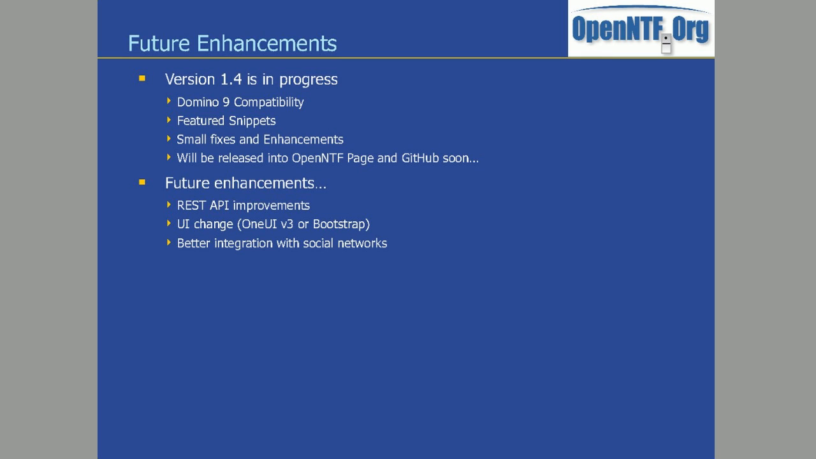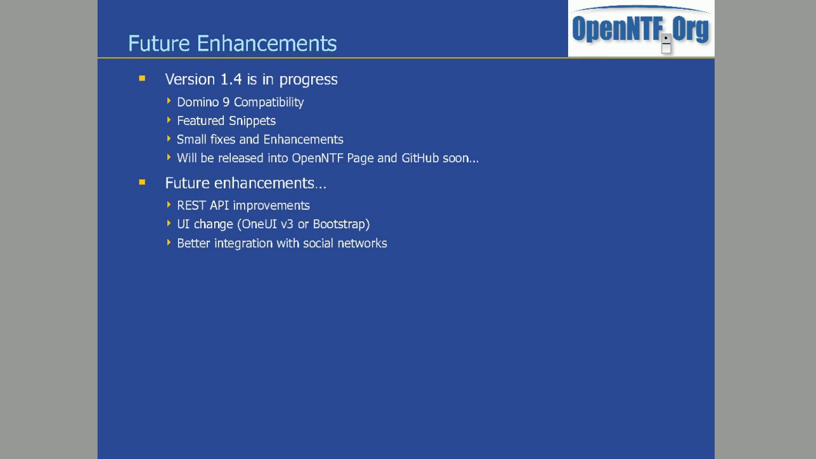Let's talk about some progress. We are running version 1.3 right now, and 1.4 is in progress. Probably I will finish it this week. We will solve some compatibility problems with Domino 9, and we will have some small fixes and small enhancements. We would also like to have a featured snippets feature. We are already scoring snippets for every contest, so we also want to mark featured snippets so we can present high quality snippets to the visitor. We will release 1.4 as an OpenNTF project release and also on GitHub.